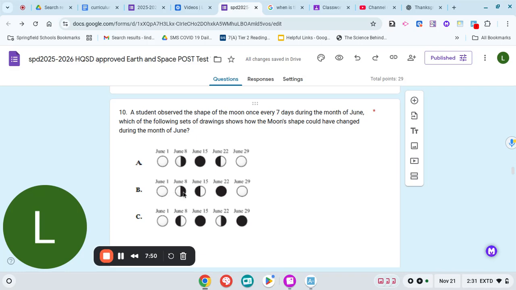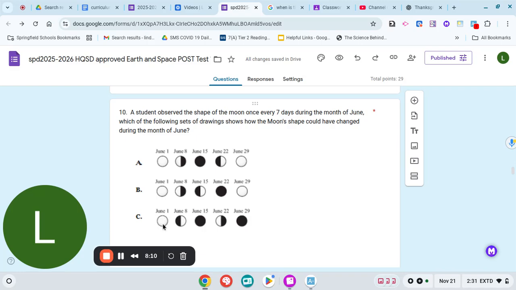Choice B is showing it would look like this on June 1st. 1 week later on June 8th, it would look like this. 1 week after June 8th, it would look like this on June 15th. 1 week after June 15th, it would look like this on June 22nd. 1 week after June 22nd, it would look like this on June 29th. C, is this the correct order?